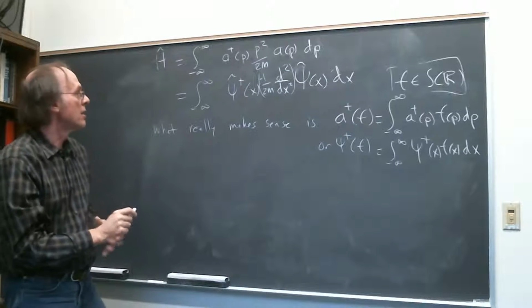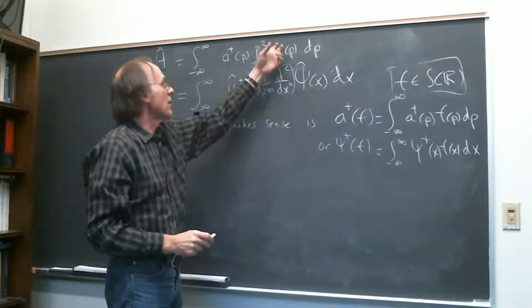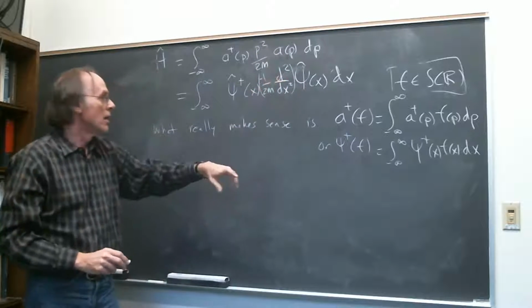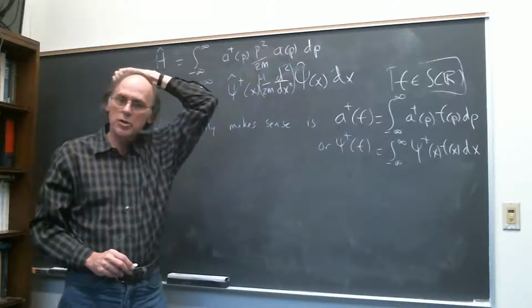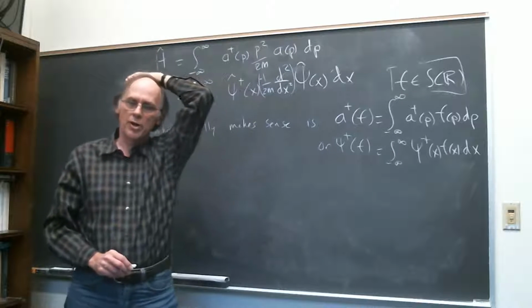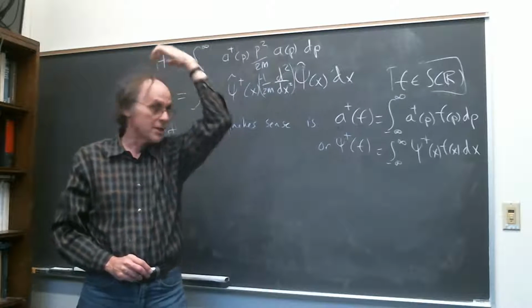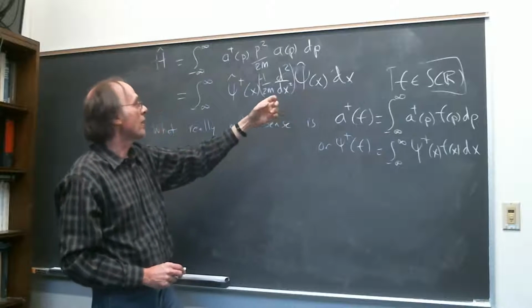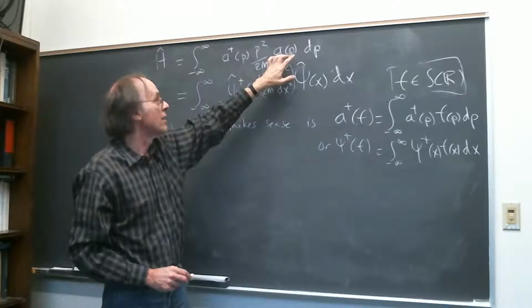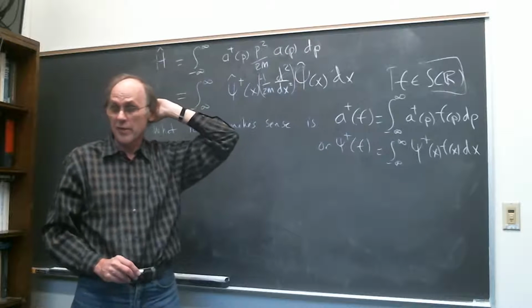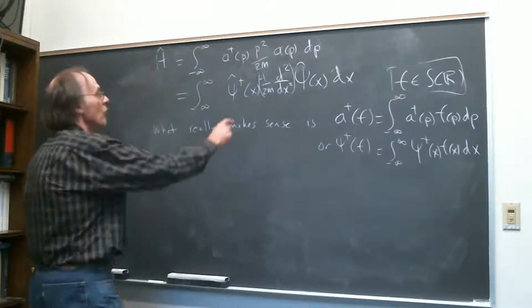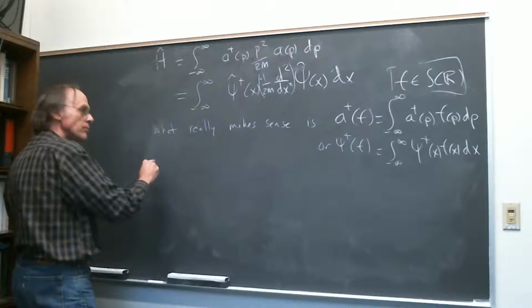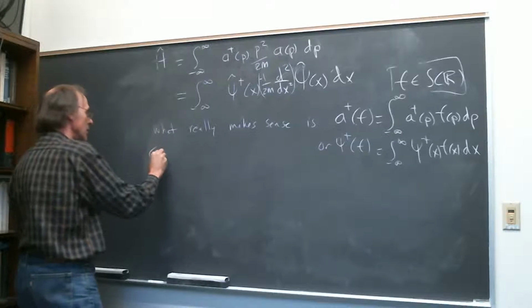The tricky thing about these formulas is that they've actually got two operators in them, and this is where you get into trouble whenever you're trying to talk about distributions. Multiplying distributions, or multiplying distribution valued operators, is a funny thing to be doing.